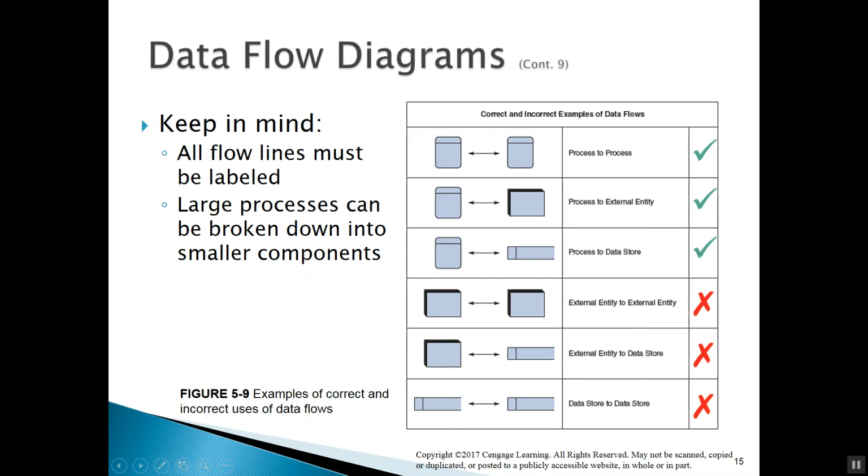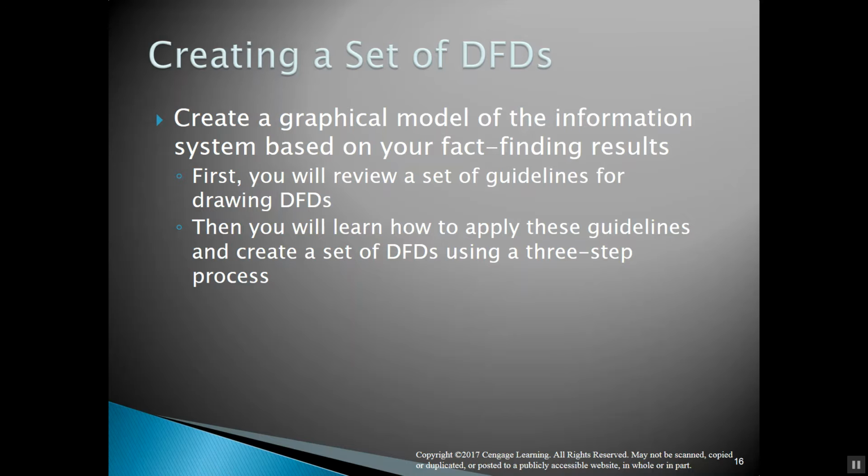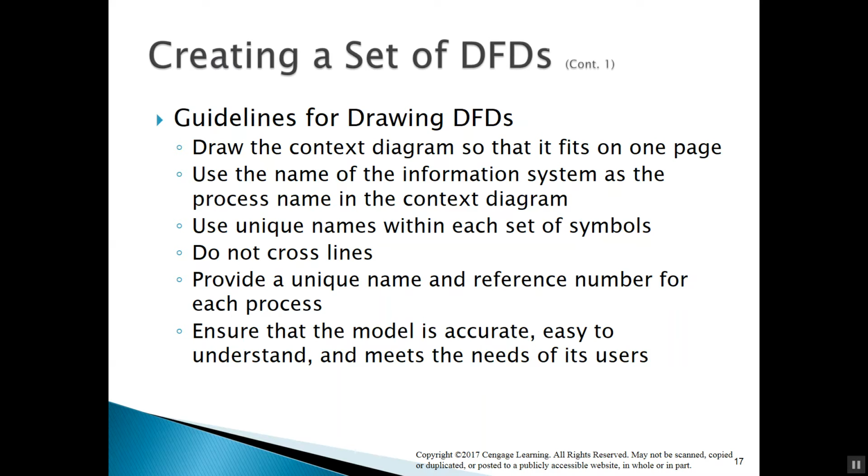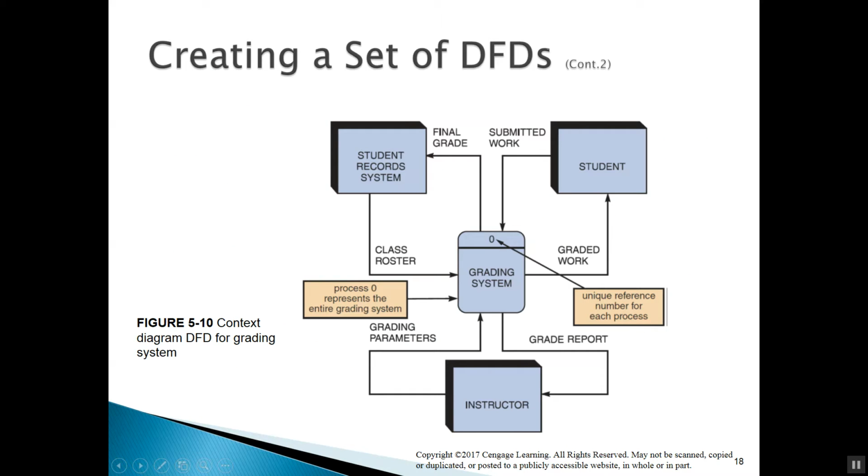So you can go from process to process, yes. Process to entity, yes. Process to data store, and either direction, no problem. We can't go from entity to entity. We can't go from entity to data store, and we can't go from data store to data store. Okay. So we can create a set of data flow diagrams, and sometimes it takes some getting used to.